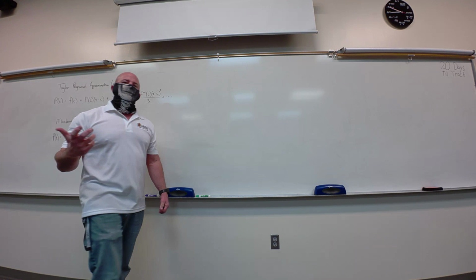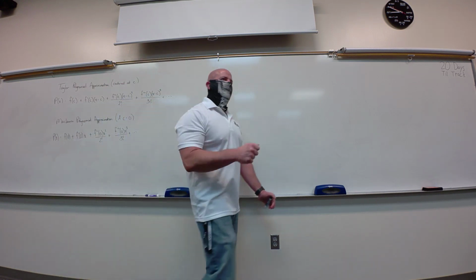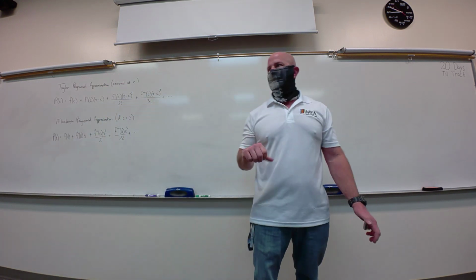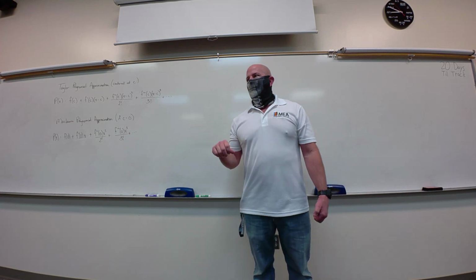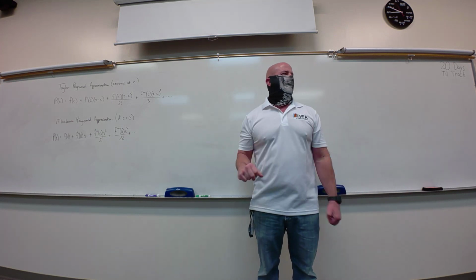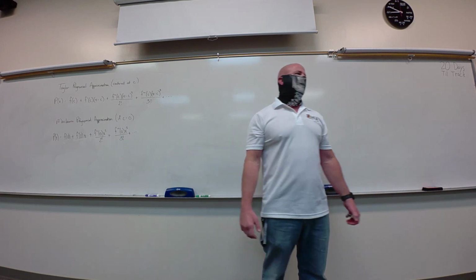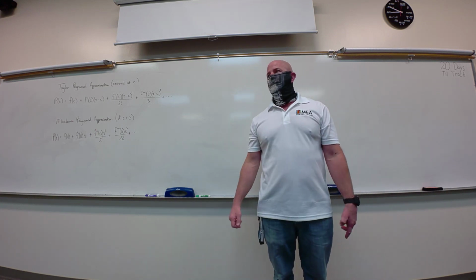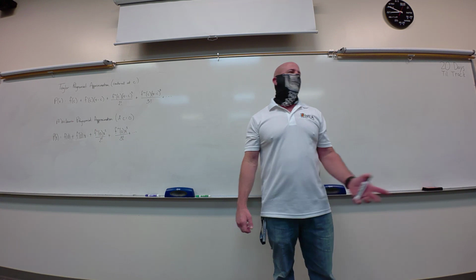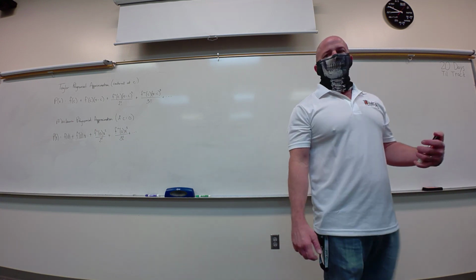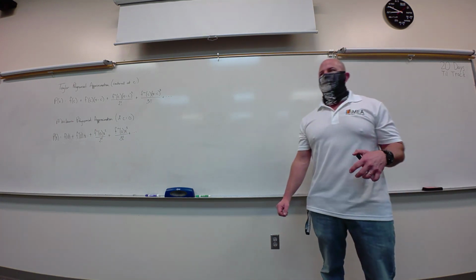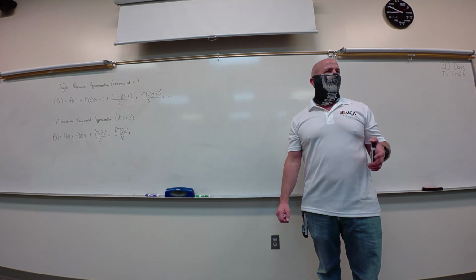You could be asked to find a Taylor polynomial centered at 0, which is just a Maclaurin. Otherwise, you're given a center amount. So if I'm told to find a Taylor polynomial centered at 2, well, c is going to be 2. Not a big deal. Find a Maclaurin polynomial, I automatically know the c value is 0. There's the difference. As far as that, the setup's the same.